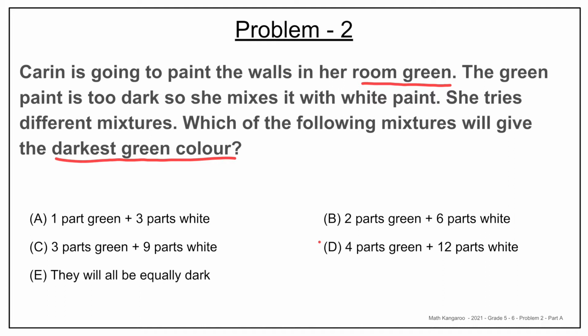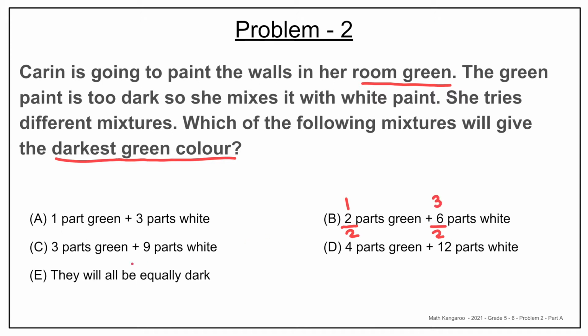Now let's go to each option. So we have 1 part of green and 3 parts of white. We have option B, 2 parts green, 6 parts white. So let's reduce this ratio. We divide both proportions by 2, and we get 1 and 3.